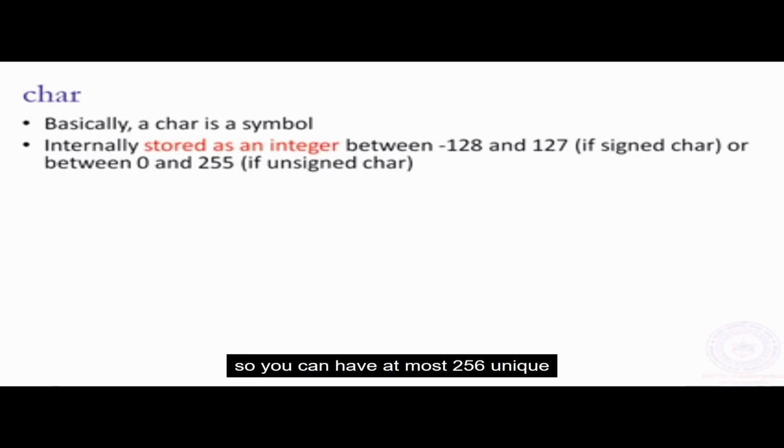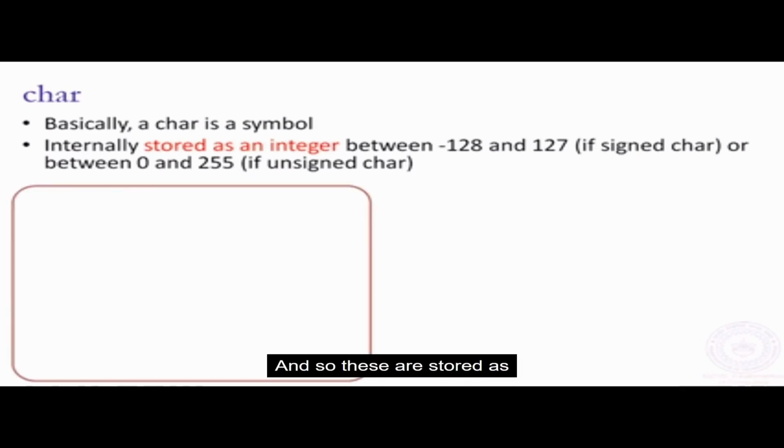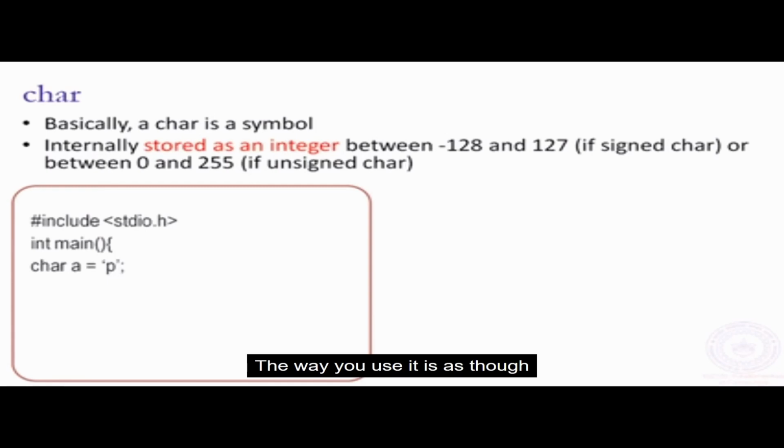So you can have at most 256 unique character values. And so these are stored as a number between minus 128 and 127 if this is a signed char, or between 0 and 255 if the data type you're using is an unsigned char. The way you use it is as so.